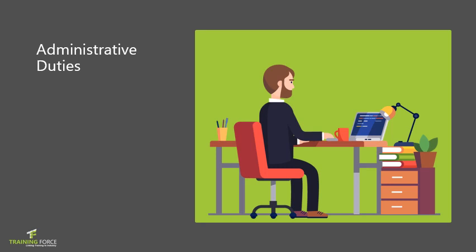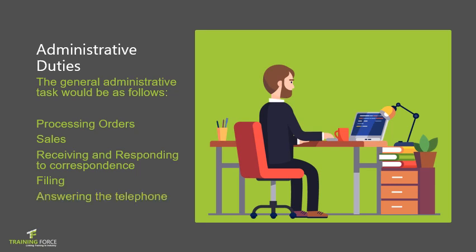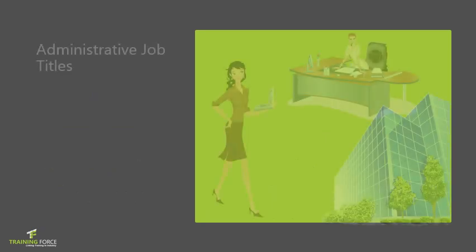In Cluster 1, we discussed the structure of teams and the reporting hierarchies. Each team member in the hierarchy has specific functions. Remember the inputs, tasks, and outputs that we discussed. For a clerical position like administration, the duties include processing of orders, sales, receiving and responding to correspondence, filing, answering the telephone. This may only be a few that's mentioned. Make reference to your job description to ensure that all your duties are listed and that you're aware of them.